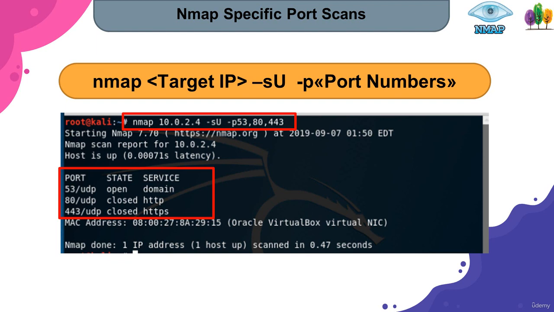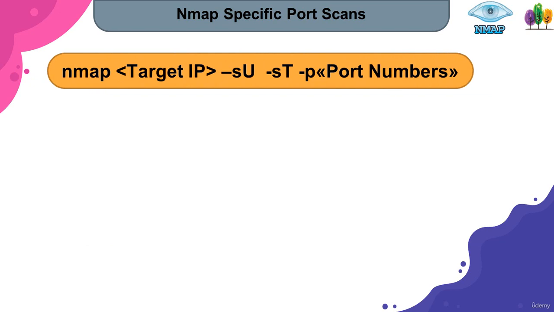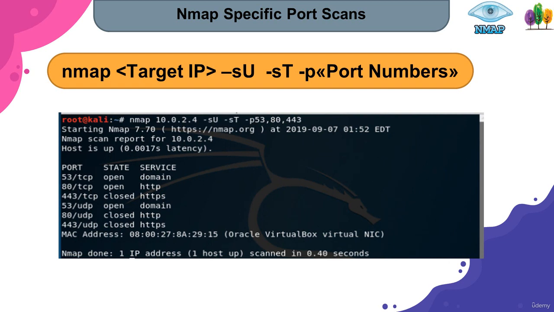Now, both TCP and UDP port scanning can be performed at the same time. When you want to do that, you write this into the command line, nmap -sT -sU -p 53,80,443, and press enter. And there you have it. Both TCP and UDP ports show up in the port scan results.